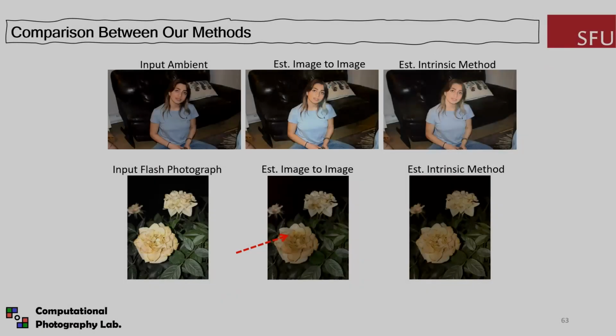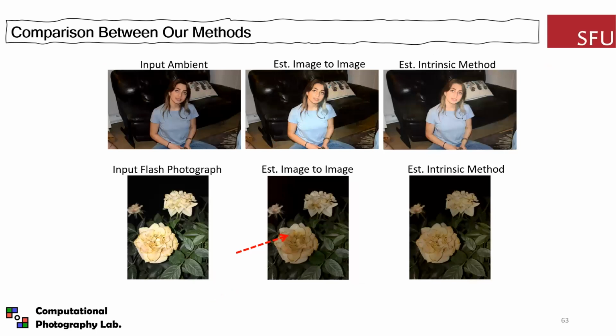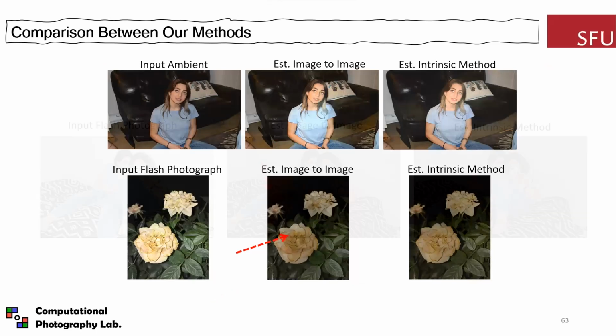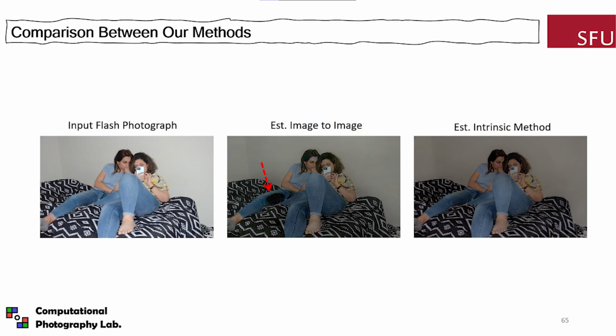Here we see results of flash generation and decomposition. We can see that both methods can produce realistic results while the intrinsic estimation is smoother. We also observe artifacts in some cases with the image-to-image method as seen here. We can conclude that the careful network design based on the intrinsic components is effective, and we do not need the perceptual and adversarial loss functions to make realistic results.